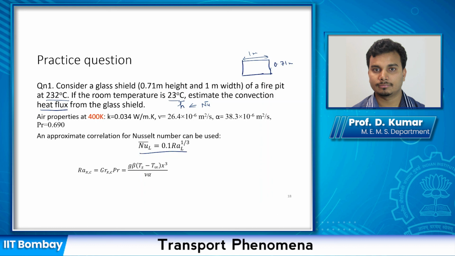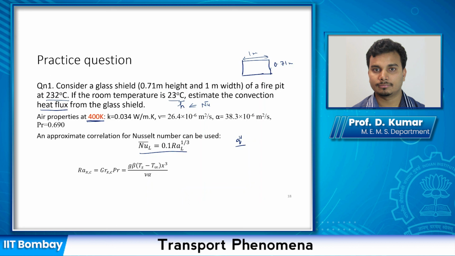Your job is essentially to calculate the Rayleigh number, which is the product of Grashof and Prandtl number. Again, you should take properties at film temperature, which is Ts plus T infinity divided by 2. This is what we have done here, and you are given the properties at this temperature: k, momentum diffusivity, thermal diffusivity, and Prandtl number. Now you just need to plug it in, but this gives you a procedure for how to calculate heat flux. You can spend a few minutes doing this problem.